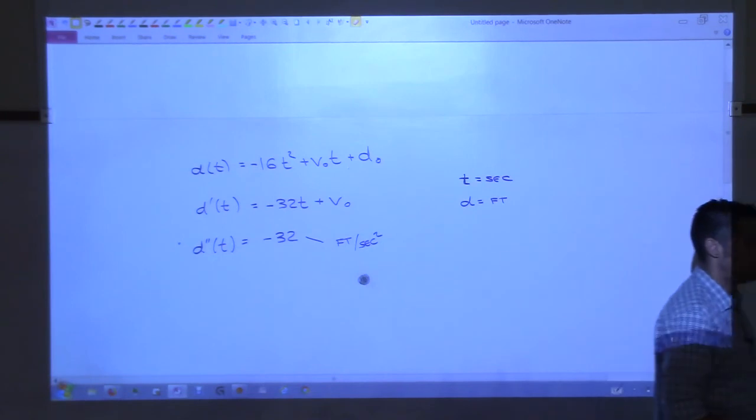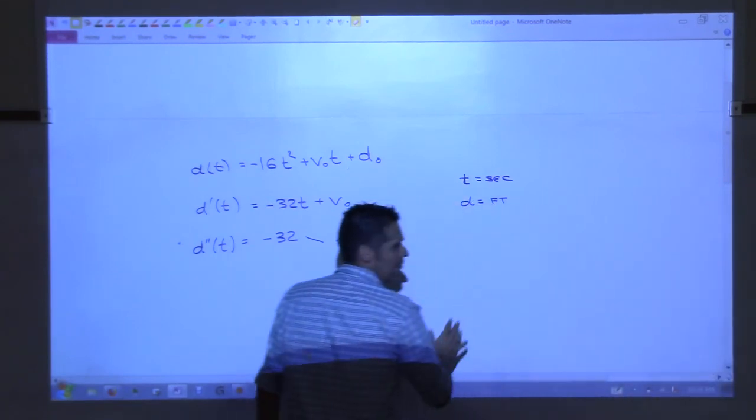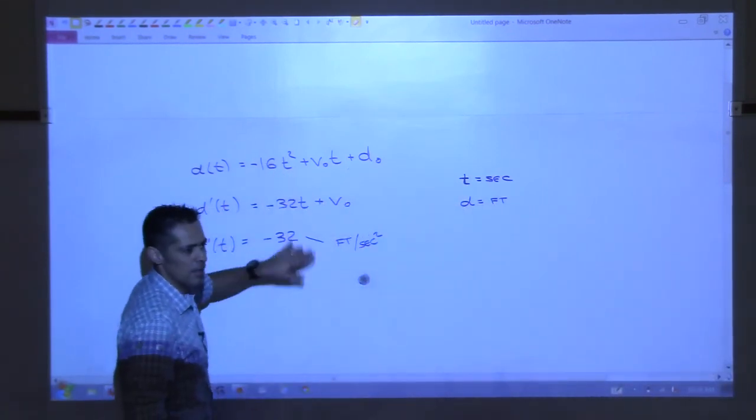Yes? Can we do all derivatives like that, or do we just kind of take the power? Can you do what? All derivatives like that, or just take the power away? Oh yeah, I'm going to show you that. Yeah, it's going to be real simple to take derivatives later.